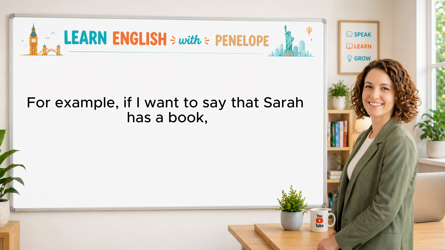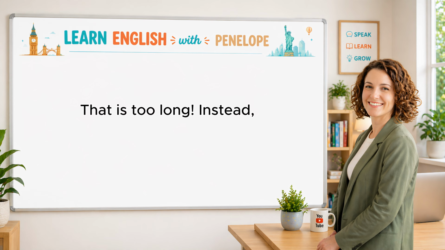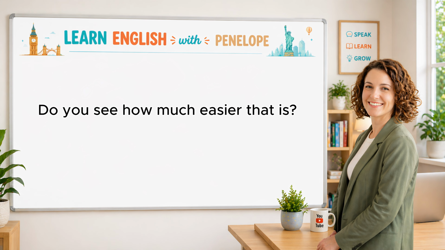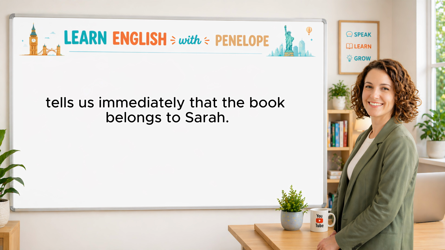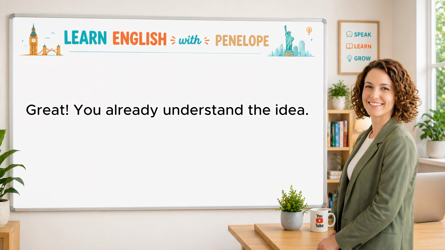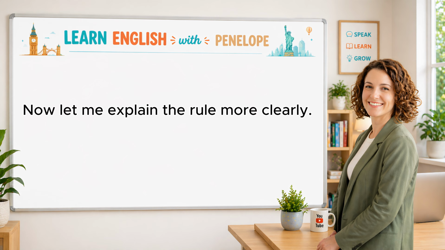For example, if I want to say that Sarah has a book, I do not need to say the book that belongs to Sarah. That is too long. Instead, I simply say Sarah's book. Do you see how much easier that is? Sarah's book. The apostrophe S tells us immediately that the book belongs to Sarah. Great, you already understand the idea. Keep going.